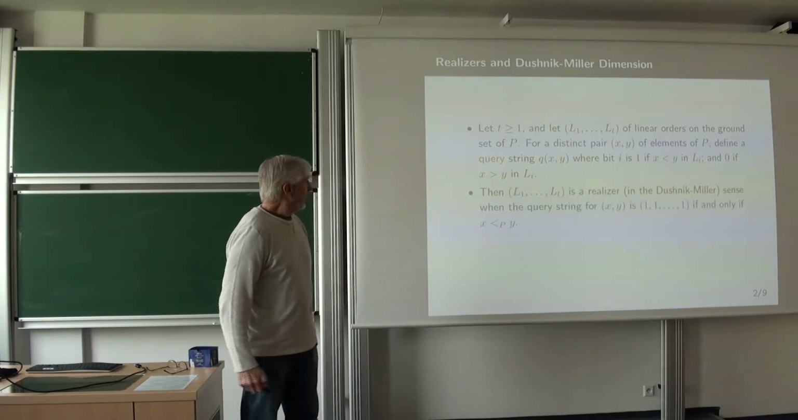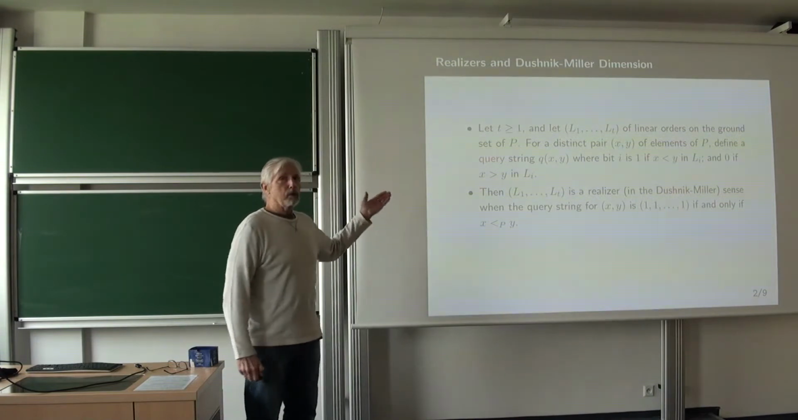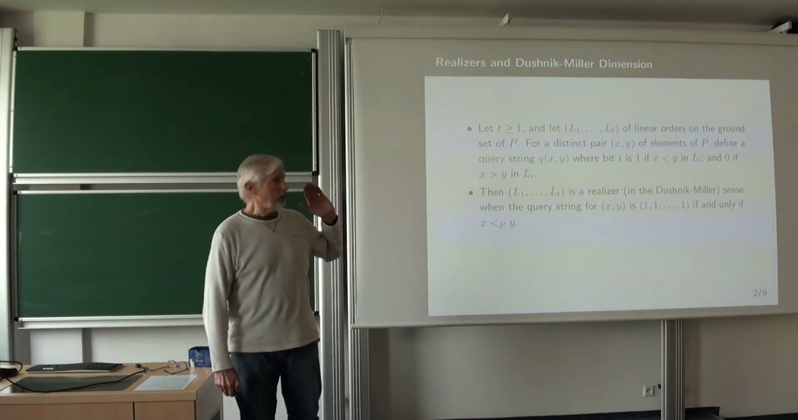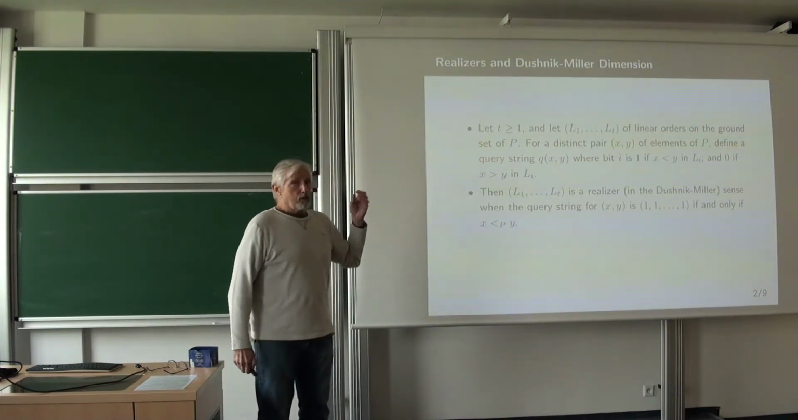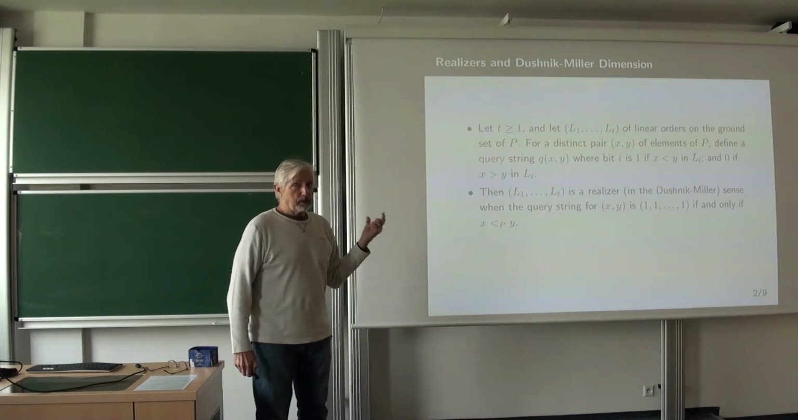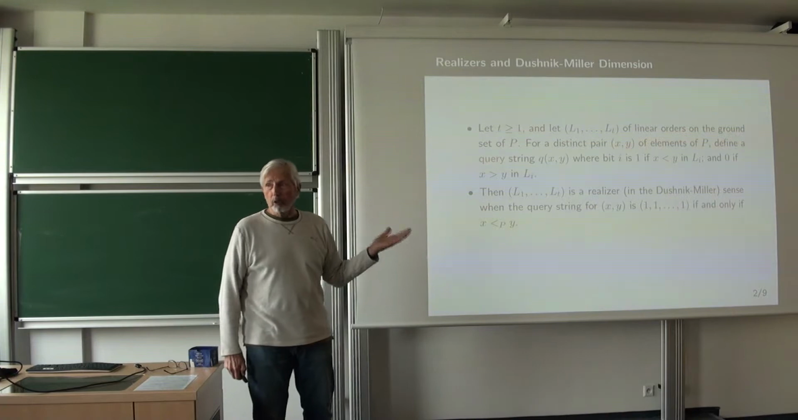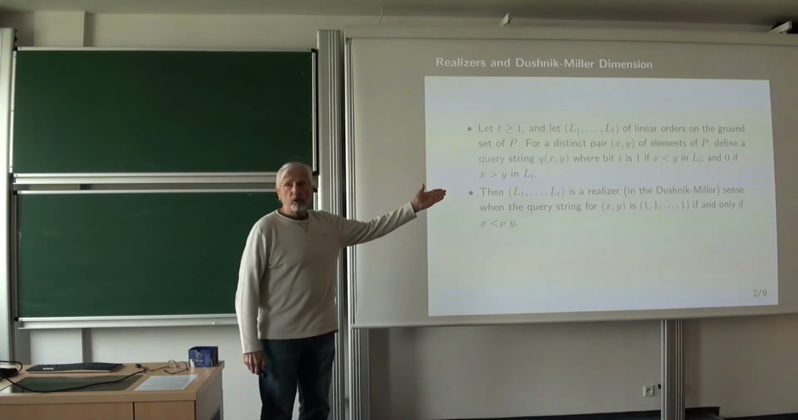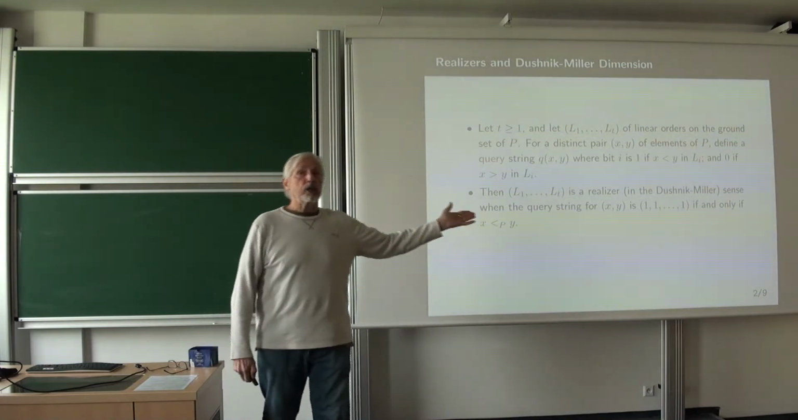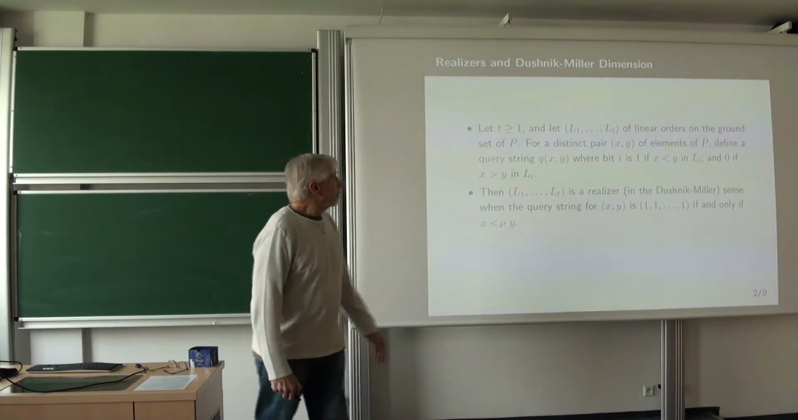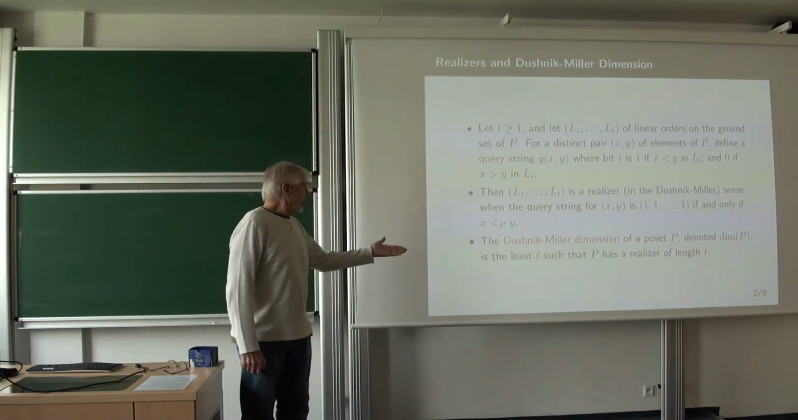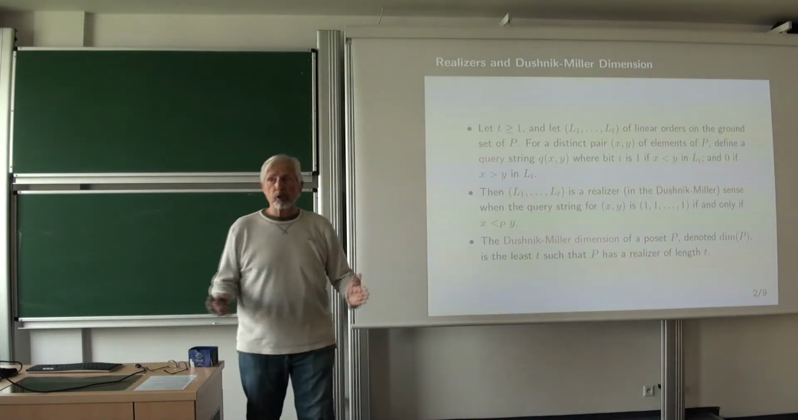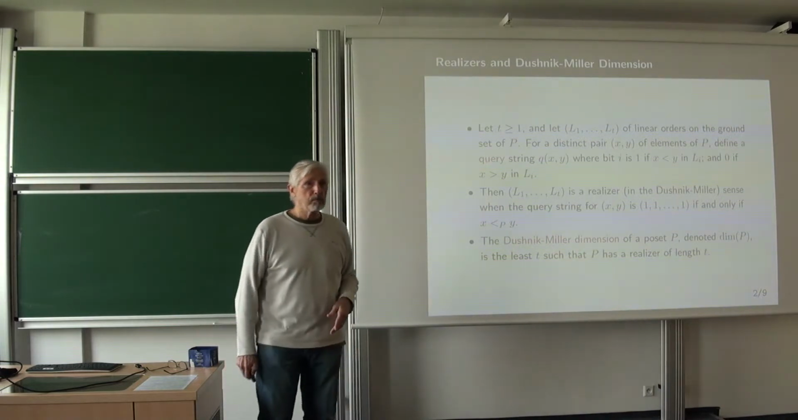And then the whole idea about the original Dushnik-Miller notion of dimension is that these linear orders form a realizer if, when you have a distinct pair x, y, they're comparable if and only if the query string is all ones. Trivial, just absolutely trivial. Oh, and by the way, now the linear orders become linear extensions. Now, the original notion of dimension is that it's just the minimum size of one of these realizers.